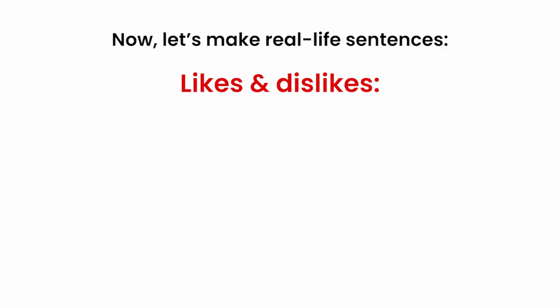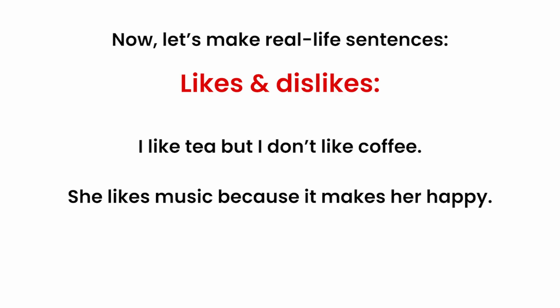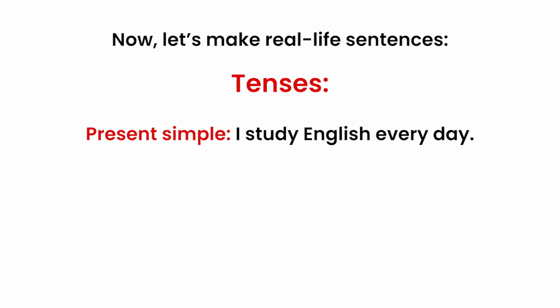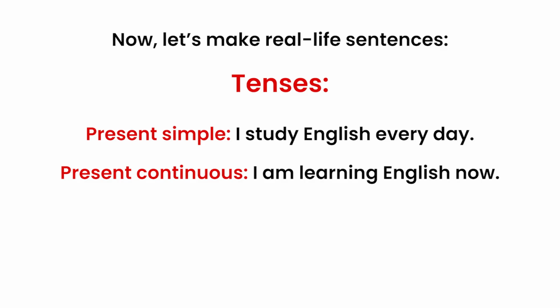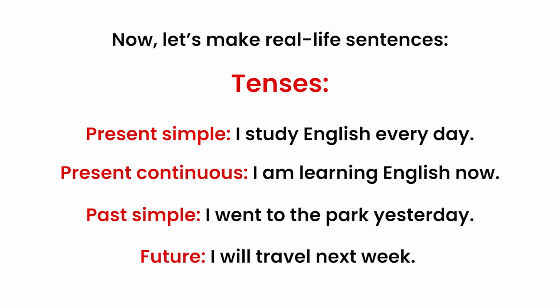Likes and dislikes: I like tea, but I don't like coffee. She likes music because it makes her happy. Tenses: present simple: I study English every day. Present continuous: I am learning English now. Past simple: I went to the park yesterday. Future: I will travel next week.